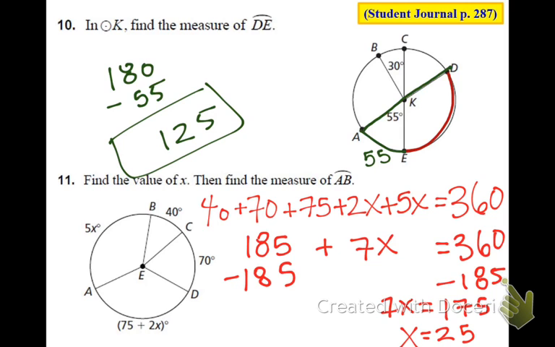It said find the value of x, but was that the end of what they asked us to do? What else? Find the measure of AB. So AB is right here, so what am I going to do with 25? Multiply it by 5. If I have 5 quarters, I have $1.25, and here's 125. With quarters. Yep.